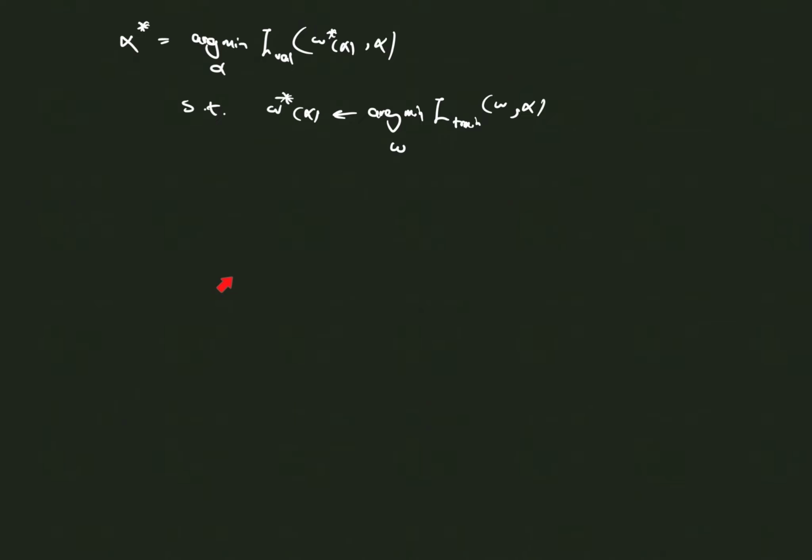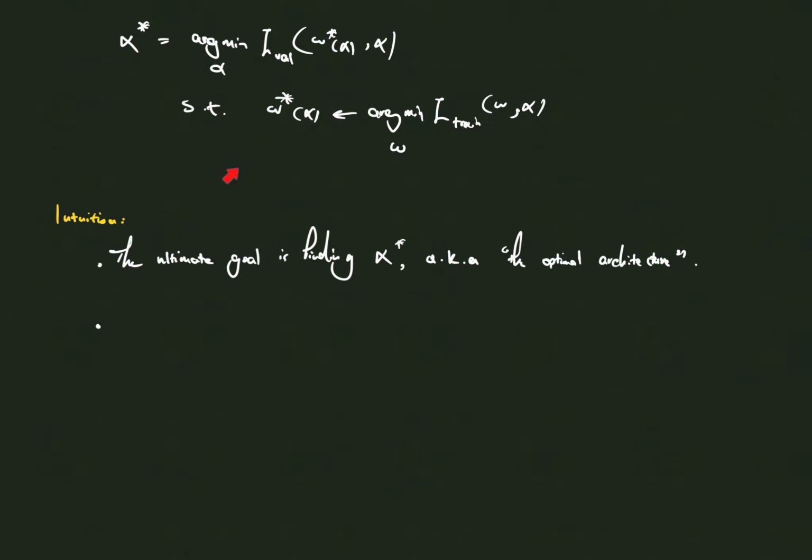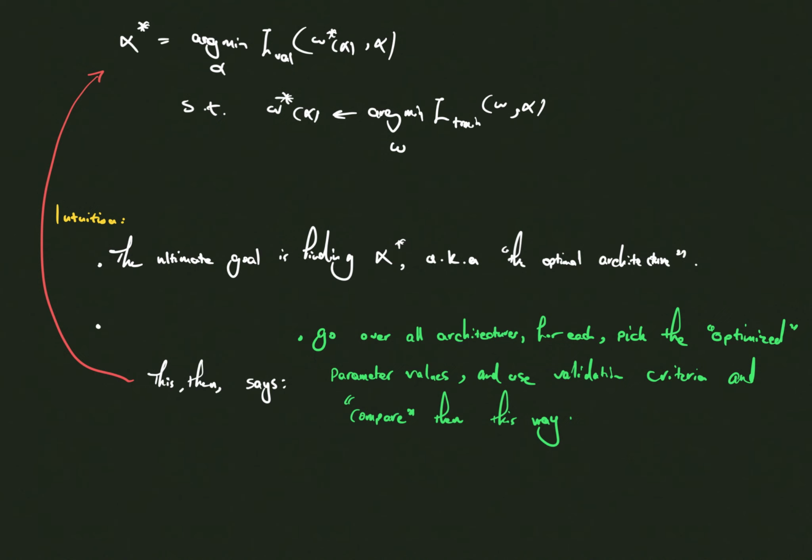Remember that the intuition is that the ultimate goal is finding alpha star, which in other words is the optimal architecture for this task. If you imagine that this condition, namely the set of parameter weights used in each evaluation of L-val, be the optimized set of parameters for alpha, say this condition is magically satisfied. Then you can say that this expression, namely the main optimization objective, says that you want to go over all of the different architectures, and then for each one of them pick the optimized parameter values, meaning optimized with respect to that architecture in order to minimize the training loss, and then use this validation criteria and now compare these different architectures this way.